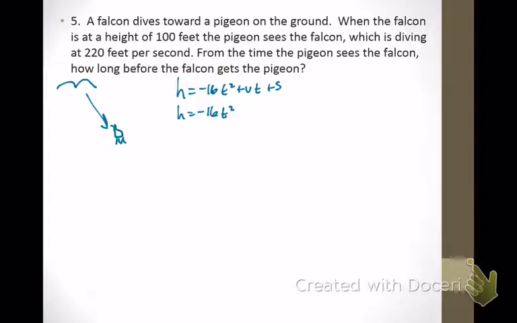So v is the initial velocity, and that's 220 feet per second. And s is the initial height. Now, the falcon didn't start 100 feet off the ground, but that's when the pigeon saw it. So from the time the pigeon saw the falcon, the initial height was 100 feet. So that needs to go in for s.